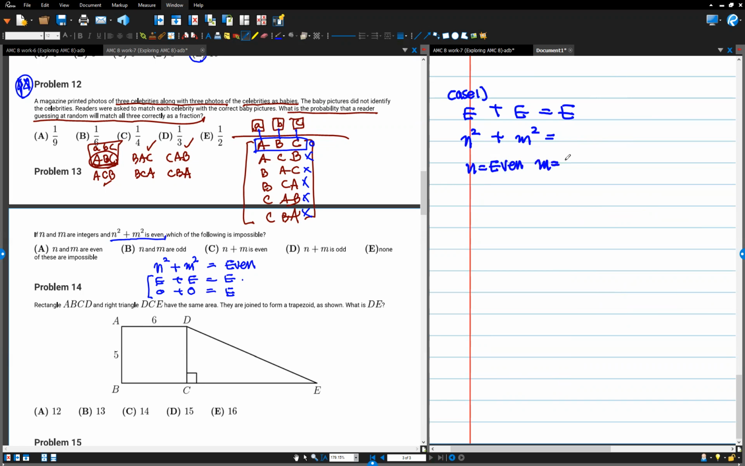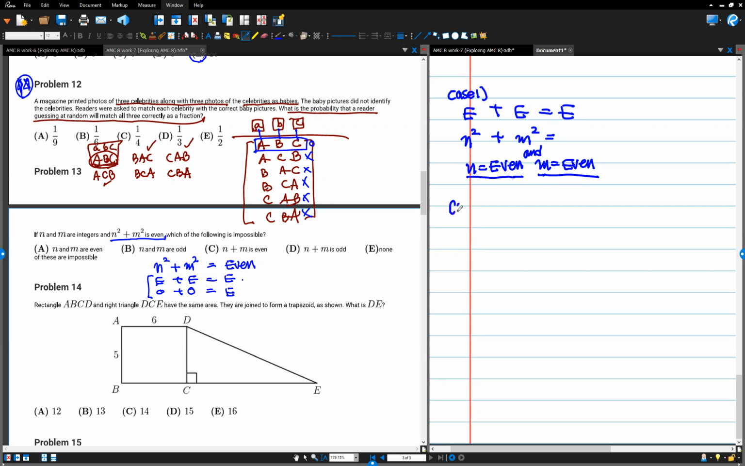And also even, right? So one possible answer is N is even and M is also even. This is N, right? N is even, M should be even. Okay, this is case 1.